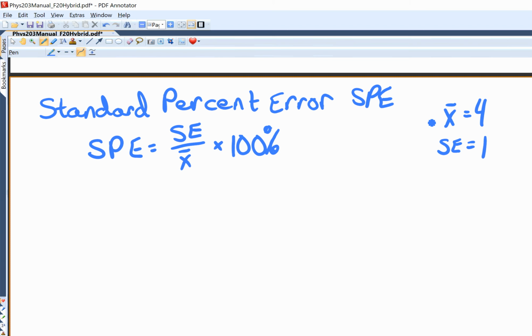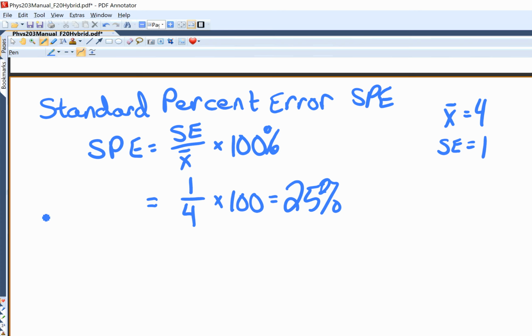So if I want to know my standard percent error, I would say 1 divided by 4 times 100. That tells me that my standard percent error is 25%. So I have a 25% standard percent error. That means that the percent of the total amount of my X bar is 25%. I'm 25% uncertain about what that value is.